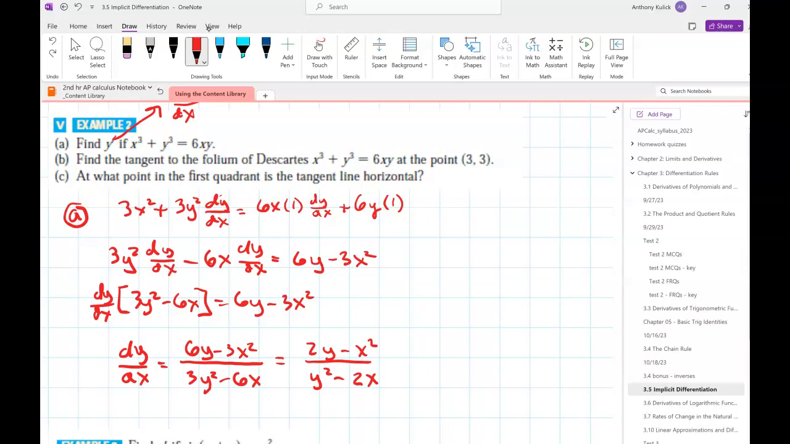If it was 6xy squared, you'd have 12xy dy dx, and there would be a dy dx and a y still, right? And you'd have y squared, or 6y squared is the other thing, right?